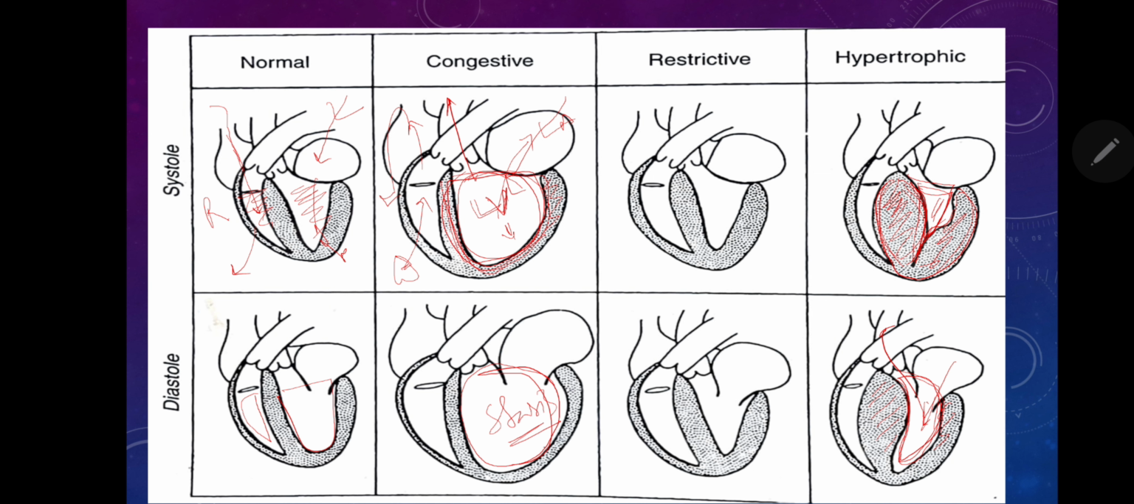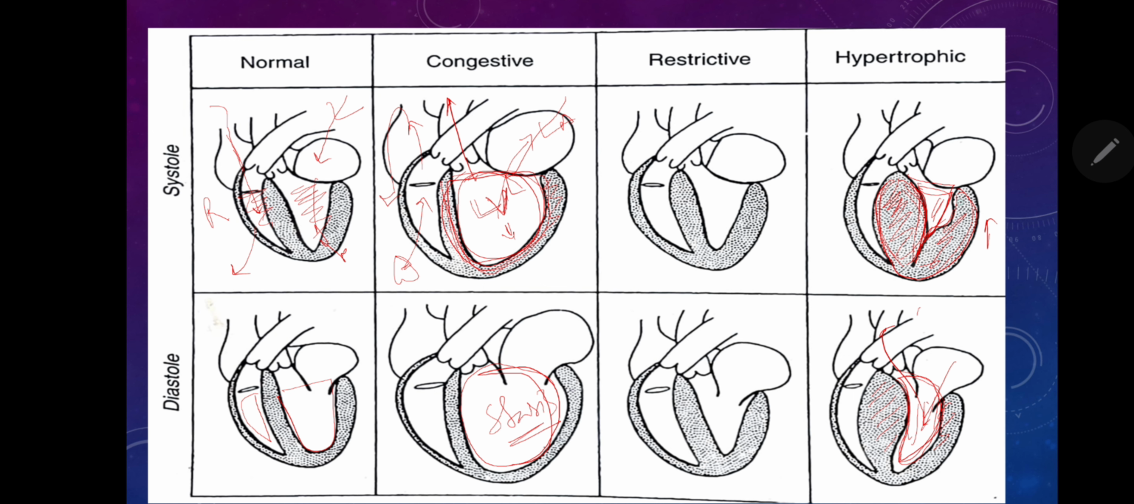That means there is a failure in the diastolic function. It is not in the systolic function or the cardiac contractility. In hypertrophic cardiomyopathy, the contractility power is also much increased. That means the cardiac contractility is increased, the systolic function is also increased, but there is a diastolic failure. And there are different types of hypertrophic cardiomyopathy.